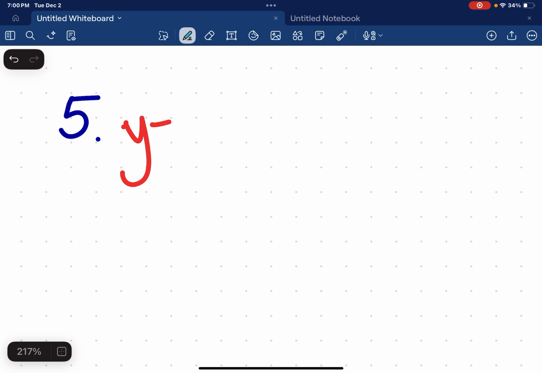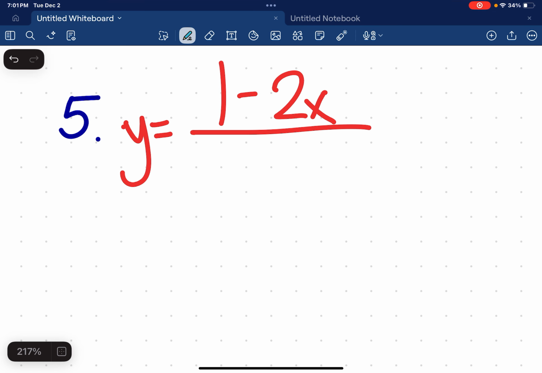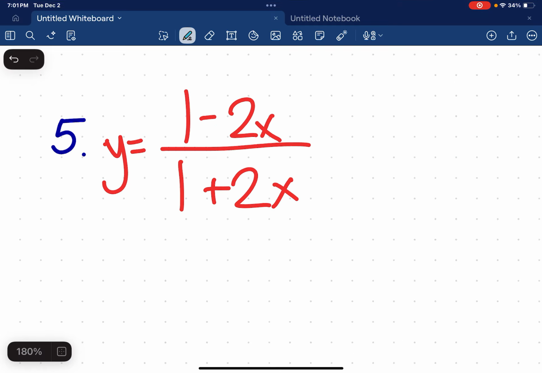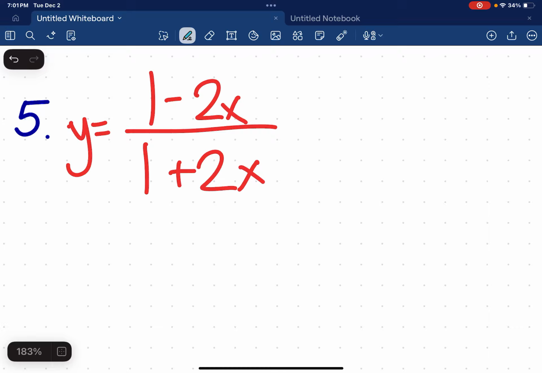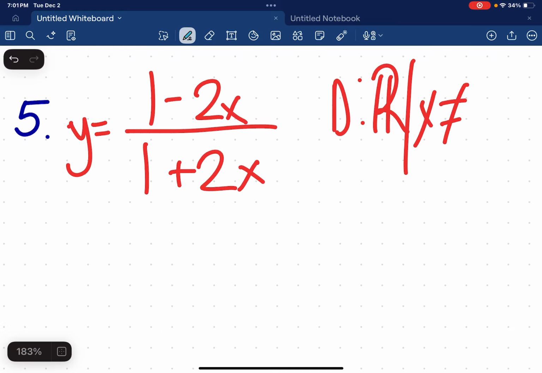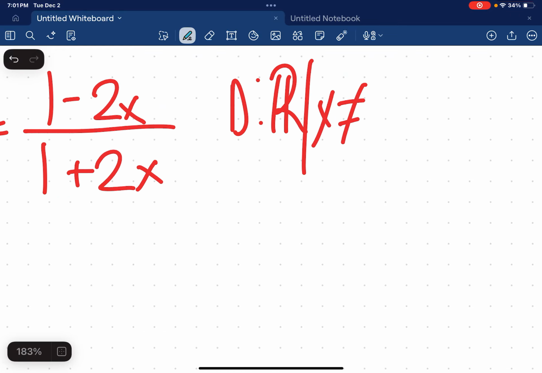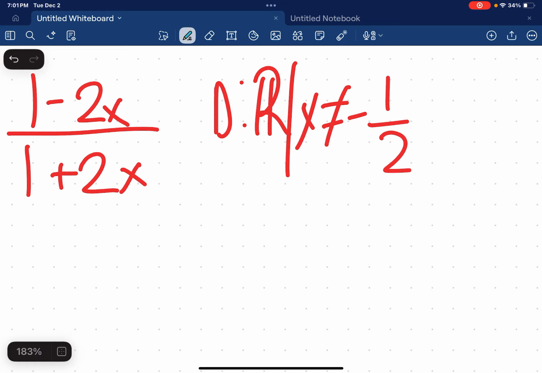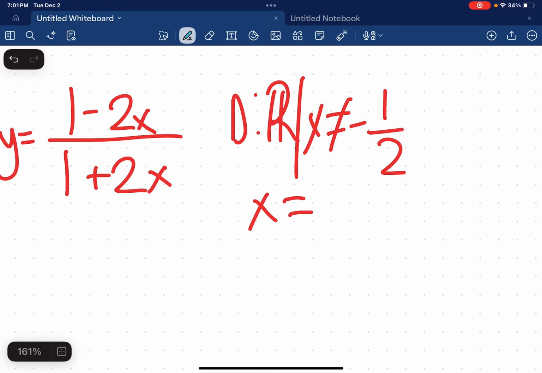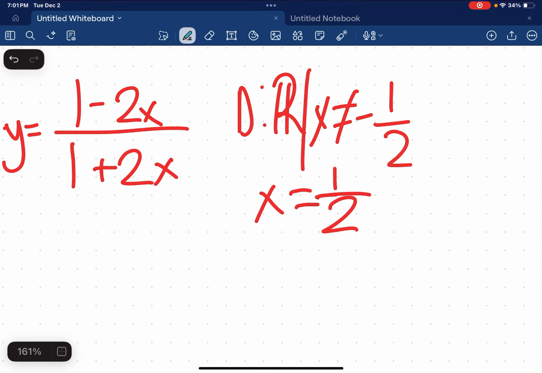Okay, no. Y is equal to 1 minus 2x divided by 1 plus 2x. Sorry, this is a pretty ugly red. It's too bright. Okay, once again, domain is equal to all real numbers such that x does not equal, in this case when x equals negative 1/2, the denominator is 0, which means that our asymptote equation is x equals negative 1/2.